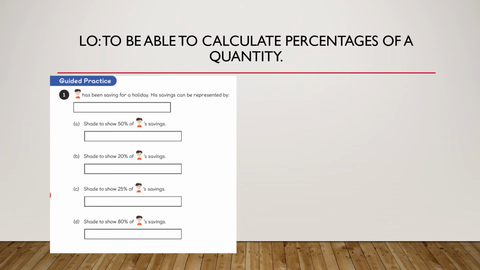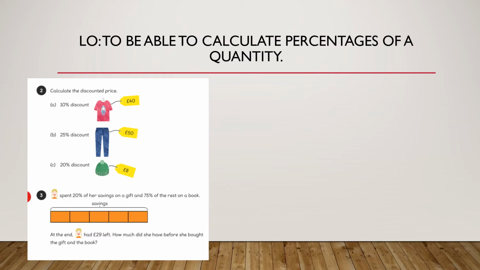So have a go at your guided practice. Okay, he is saving for a holiday and his savings can be represented by this bar. Now this bar is 100%, always remember that. So you need to shade to show 50%, 20%, 25% and 80%. If you are struggling, try and remember what your fraction of each would be. So for example, 50% is equivalent to 1/2. Okay, so how would you show a half on that bar? Have a go. The answers are later on in the slide, but I'm trusting you not to cheat, Year 6.